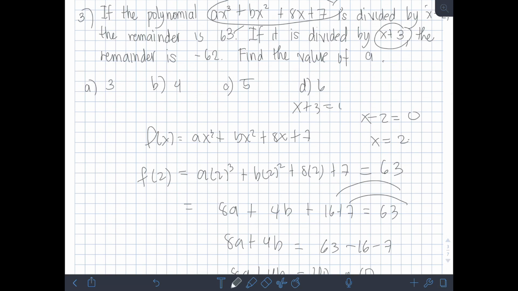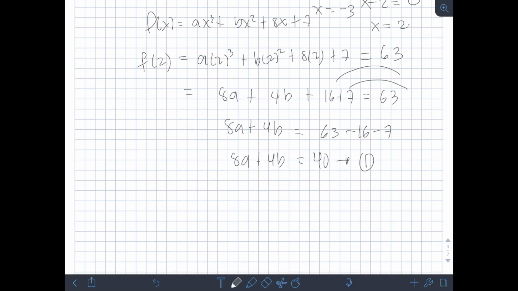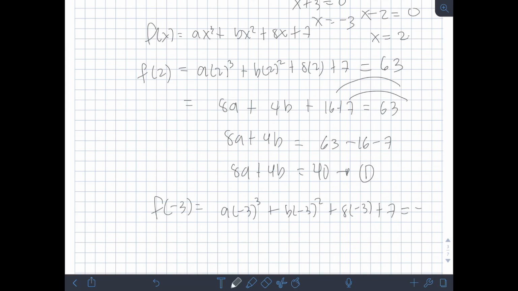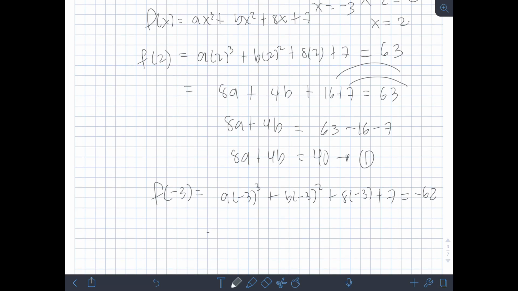Then naman sa equation 2, this time x plus 3 naman. So x plus 3 is equal to 0. Then solve for x, we have x is equal to negative 3. So evaluate natin yung function sa negative 3. So we have a times negative 3 cube plus b times negative 3 squared plus 8 times negative 3 plus 7. This time, equal dapat siya saan? Sa negative 62.